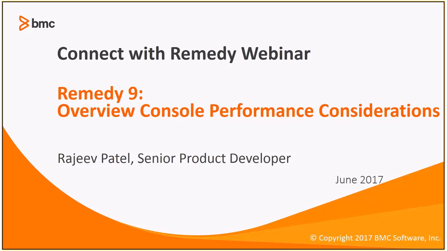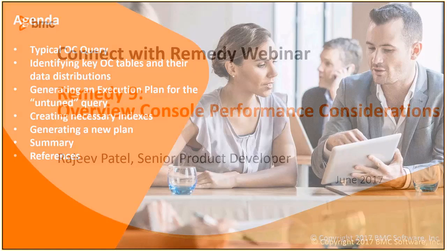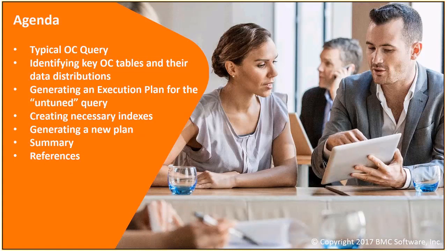So let me begin today's presentation by talking about the agenda. I will show what a typical Overview Console query looks like. Your query might be different from this a little bit, but the skeleton of it should be similar. We will identify the key tables that are involved in the Overview Console view. It's a view in the database. We will generate an execution plan for the original untuned query. We will create indexes as identified in the tuning process, generate a new execution plan, and then we'll end this presentation.